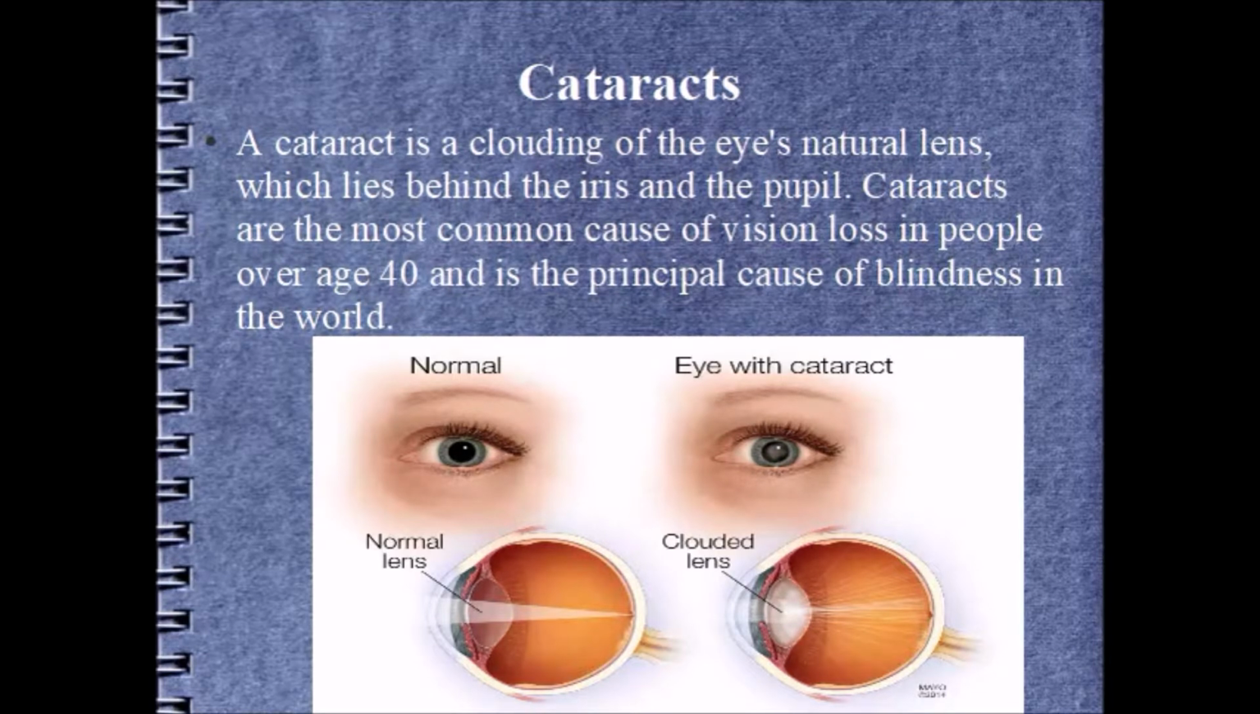So here you have a picture of a normal eye on the left and an eye with a cataract on the right. And as you can see, in the normal eye, the light goes through the eye and creates the single image that it's supposed to. In a clouded cataract eye, there's a cloud in the lens, and when the light goes through the eye, it creates several images and blurs everything.